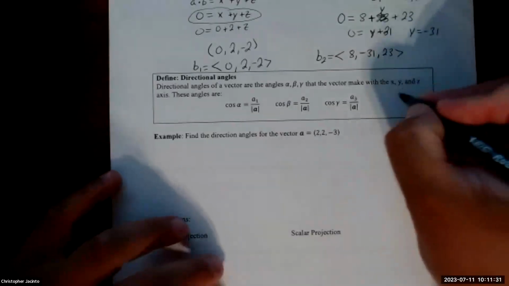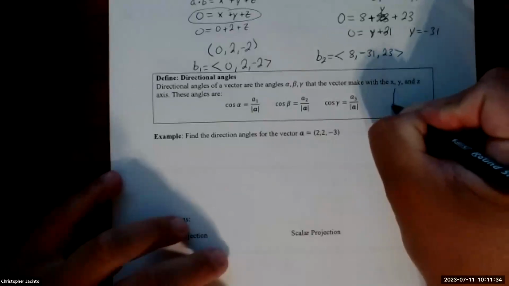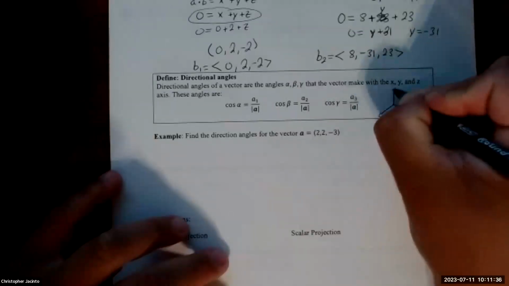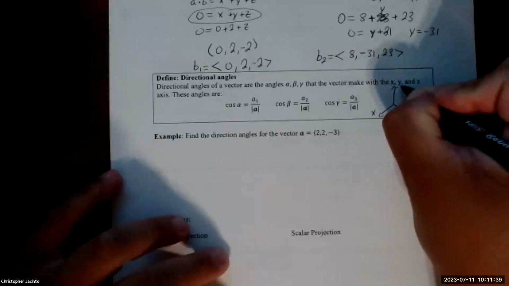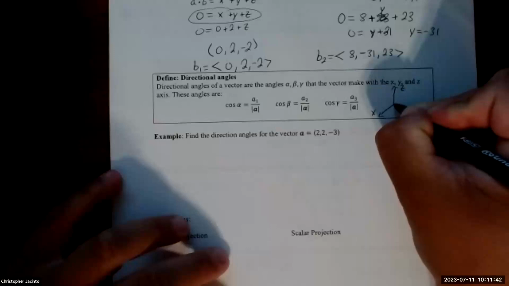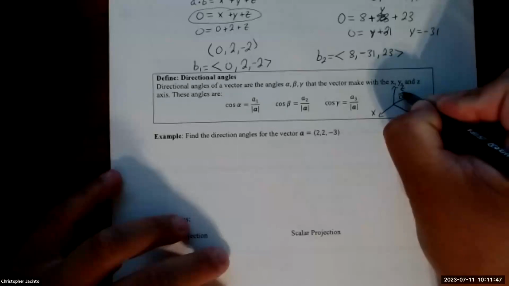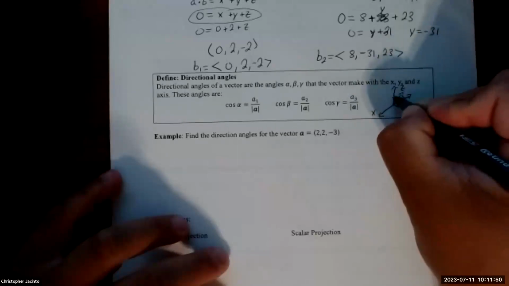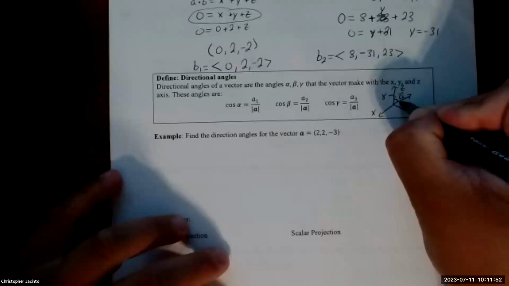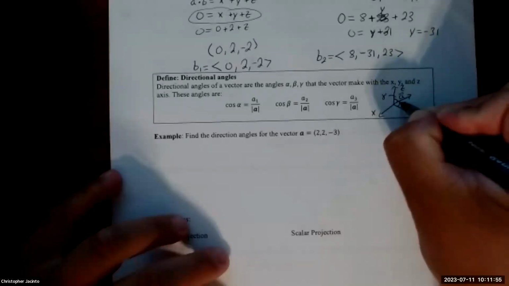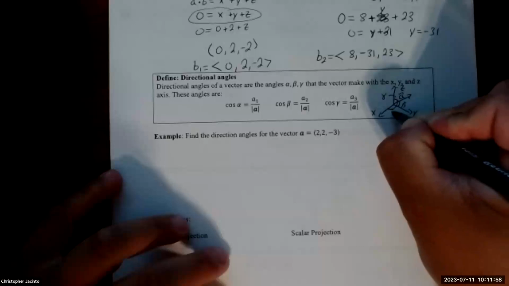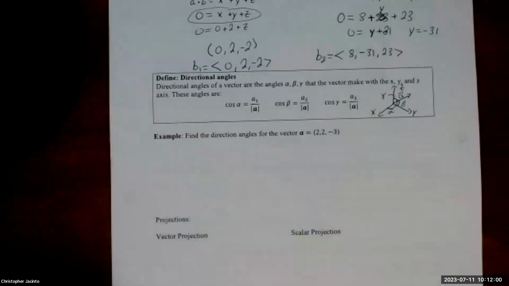If you want an example of what I mean by that, x, y, z. Given a vector here, this is going to be the hardest to draw. Let's say this is my vector A. This angle here would be gamma. This angle here would be beta. And this angle there would be alpha, going straight to the x-axis itself.